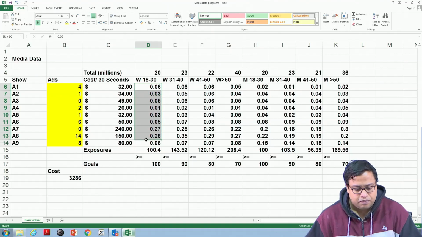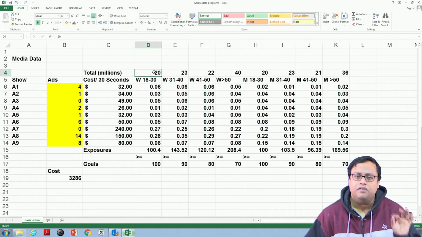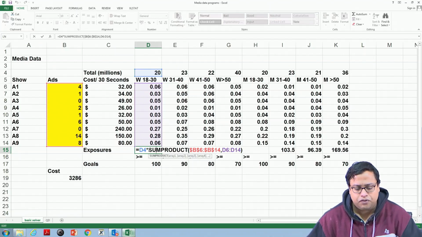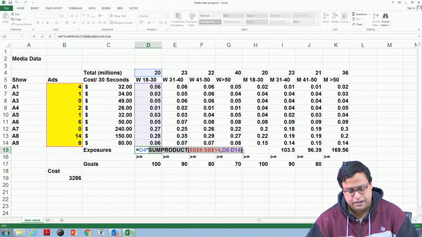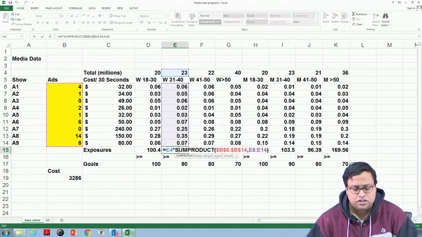That means this column into this column into this value is the total number of exposures for people who are women 18 to 30 years old, that is, in this segment. That is written here: D4 into the sum product of B6 to B14 comma D6 to D14. And the same thing I have dragged up. B6 to B14 remains constant even when I drag, so I have put F4 signs here, and then for each of them it is like that: E4 into the sum product of B6 to B14 comma E6 to E14.